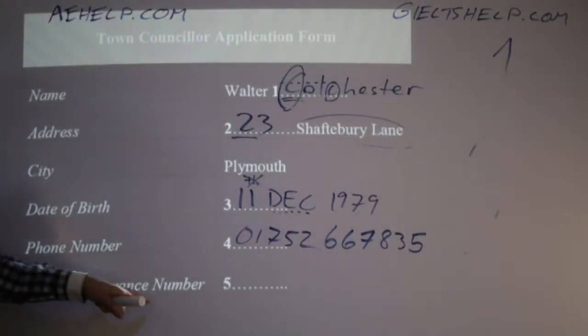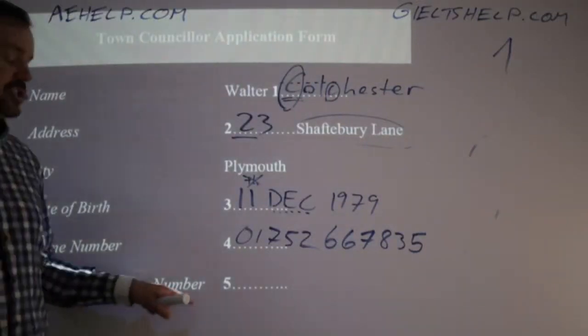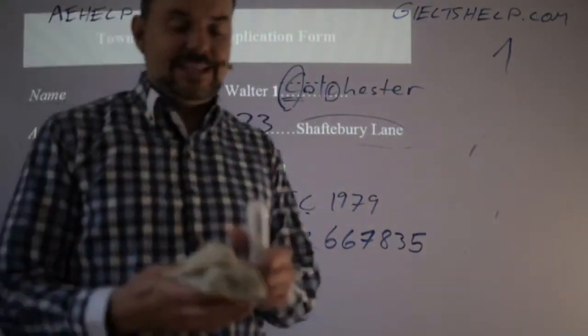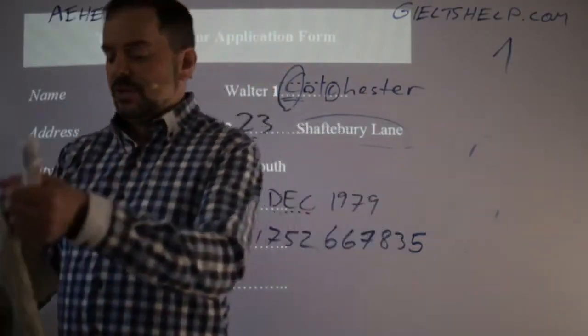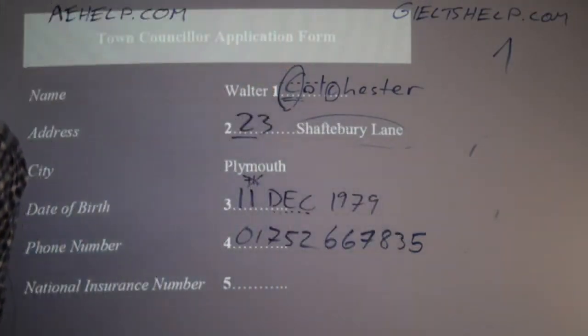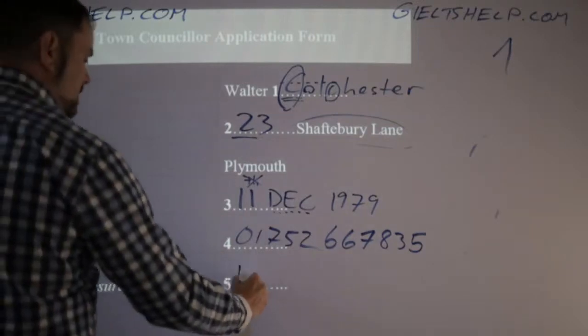National insurance number. So what is this man's national insurance number? That's basically your identification number in the UK. In Canada, by the way, we call that your social insurance number. Okay, so different countries have different names for this number, but everybody's got them. Yeah, so it starts with a couple of letters, WC. 285. Again, you don't have to worry about spacing.